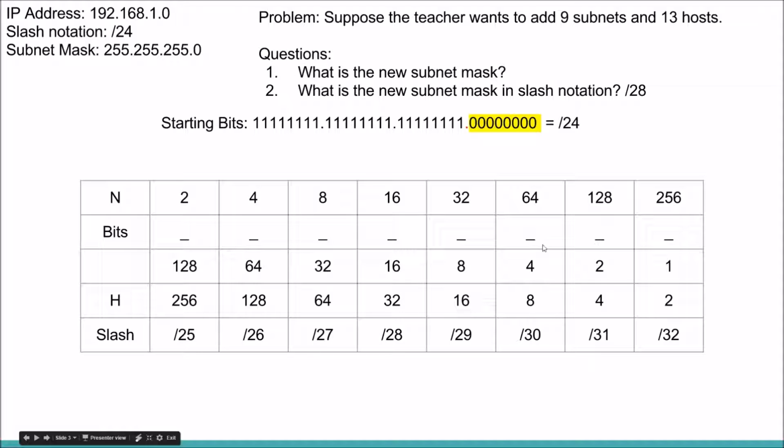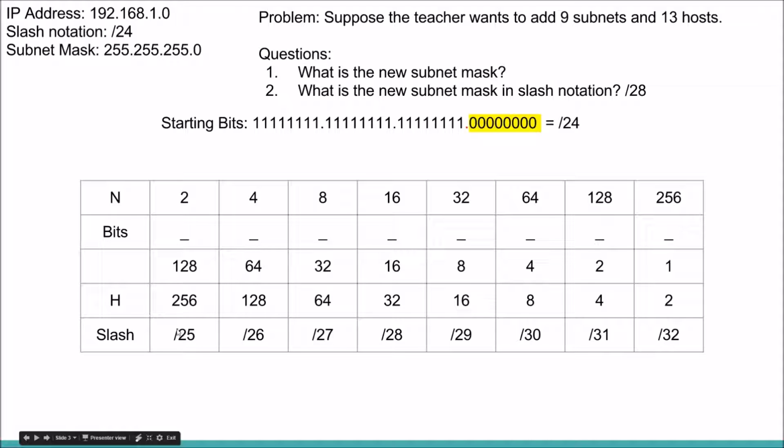Let's start off with the first and second question. What is the subnet mask and what is the subnet mask in slash notation? Since it is a Class C address, we are working with the last 8 bits in the 4th octet. The first 24 bits are already being used in the original subnet mask. Every time I work on a subnetting problem, I draw out the table presented below. N stands for networks, H stands for hosts.